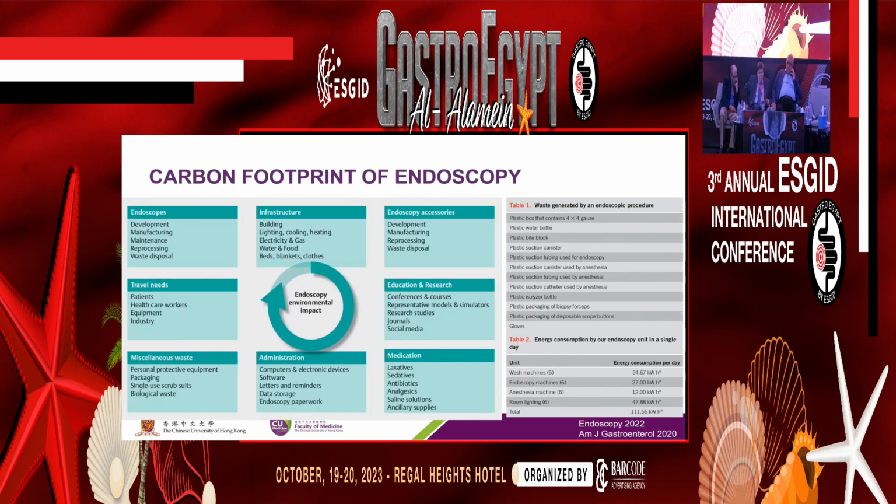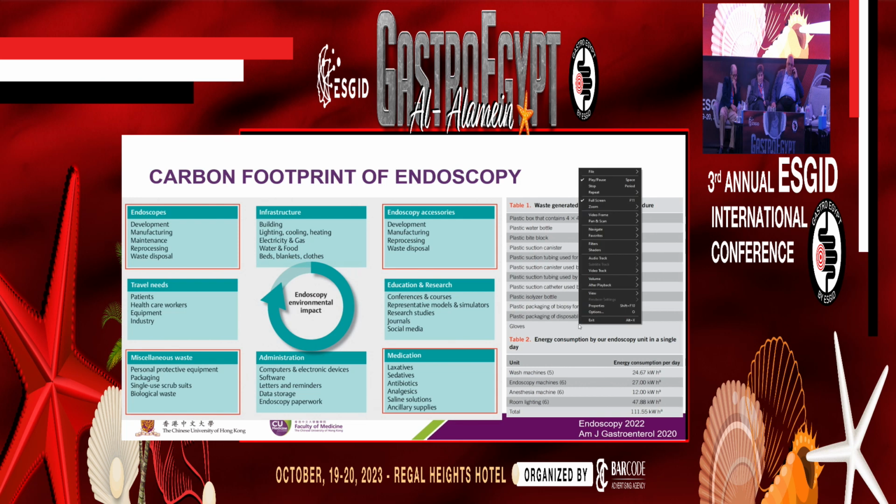You may find these figures a bit abstract, so let's put things into perspective. What actually accounts for the carbon footprints of endoscopy service? First of all, like the endoscopes, endoscopic accessories, miscellaneous waste such as PPE, as well as medications. On the other hand, there is also something intangible and outside the endoscopy room, like the infrastructure, transportation, education, and administration.